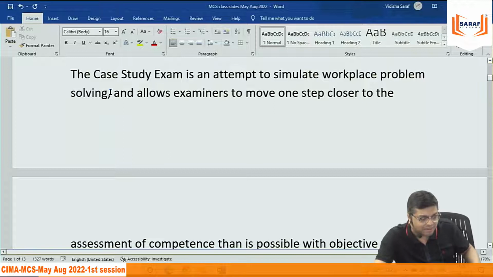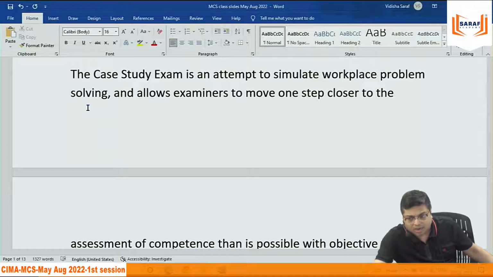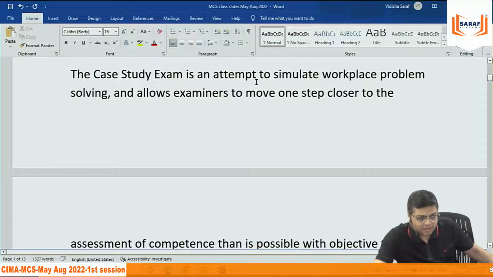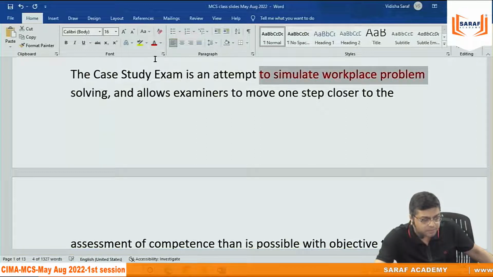Just give me time. The case study exam is an attempt to simulate workplace problem solving. It's not any question which you can find in any book. They are not accounting, P&L account, balance sheet questions. They are not ledger questions. They are not that you need to solve a learning curve or a linear programming problem. Not like that. They are simulated workplace problems.